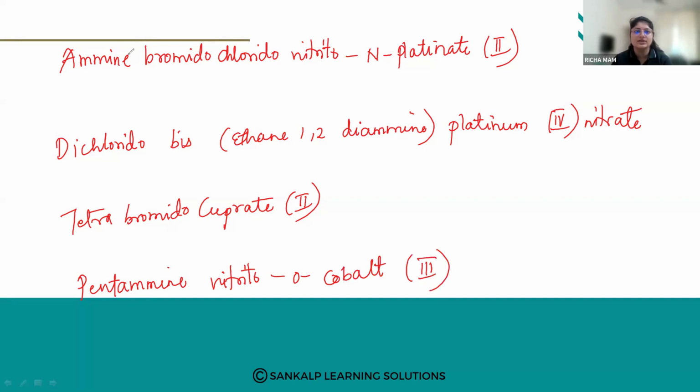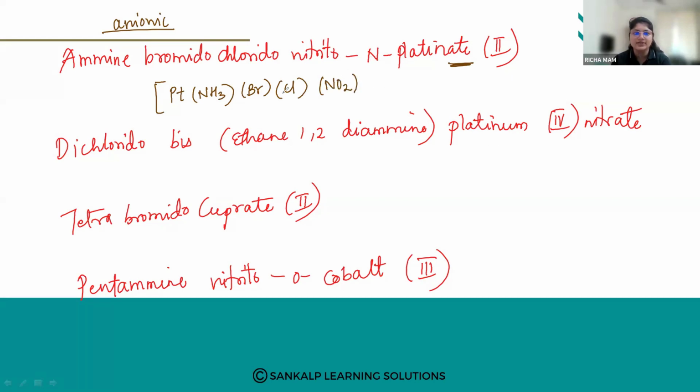Find out these names. So amino, bromido, chlorido, platinum. So platinate it is. So again, it is an anionic complex. Platinate means it is an anionic complex. So what will there be? Bracket. So platinum. Then I'll write amine, then bromine, then chlorido. Then I have nitrito. Nitrito is NO2.